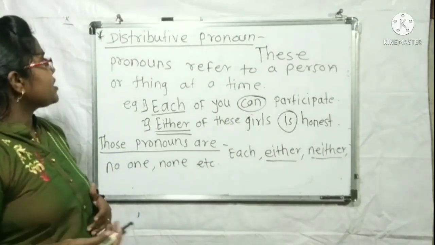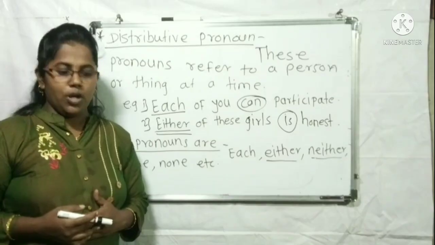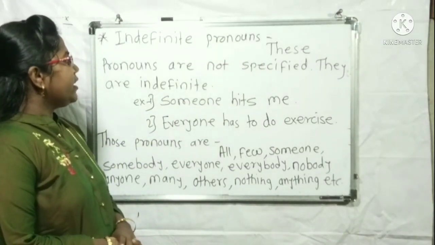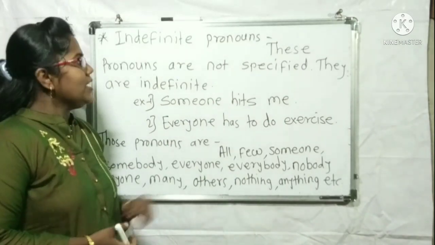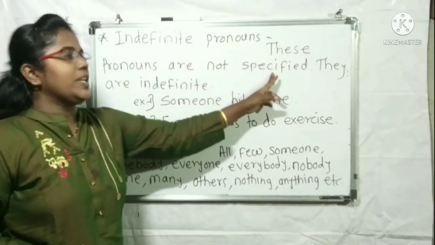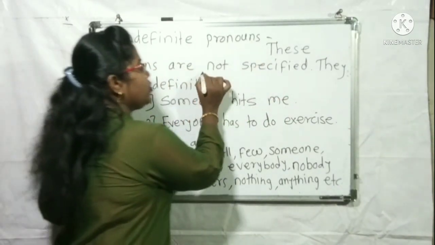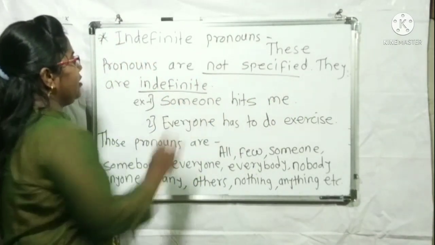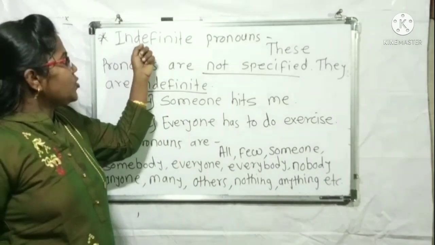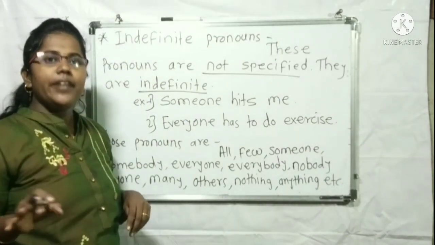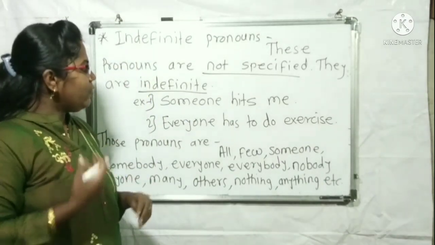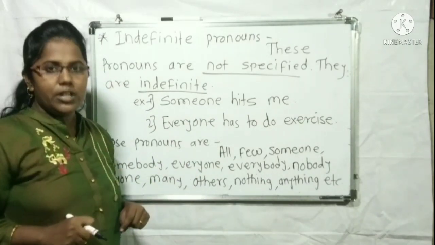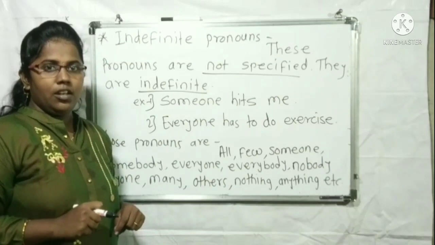Now next and last type is indefinite pronouns. This is the definition of indefinite pronoun. See what the definition is and how we can understand it. These pronouns are not specified. Here you have to remember this word, not specified. They are indefinite. As per the name itself, those pronouns are indefinite. They are not definite. Means when we are using those pronouns, that time we are not getting a clear idea of who is that person or what is that thing.